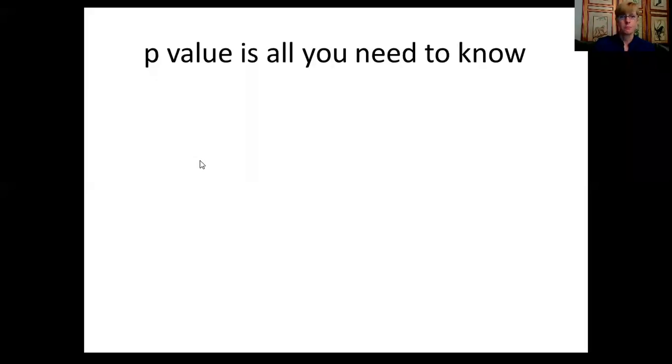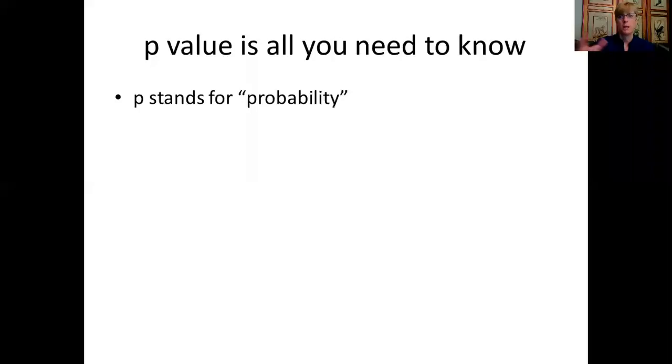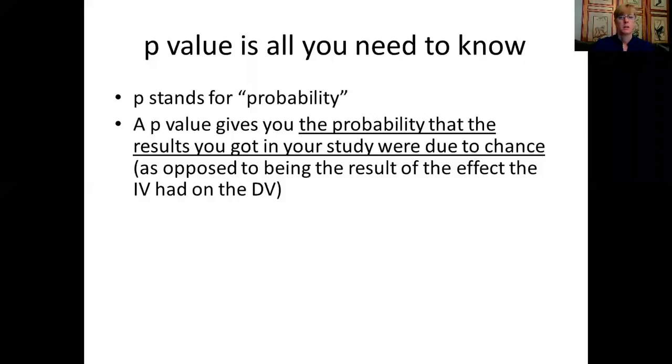So, come here, p-value. P stands for probability, but basically the probability that you're going to be wrong if you say, it worked, my hypothesis is looking good. All right, there's a lot of words. So p-value gives you the probability that the results you got in your study were due to chance, as opposed to being what you hoped it would be, what you thought it might be. Now, due to chance, that's the null.